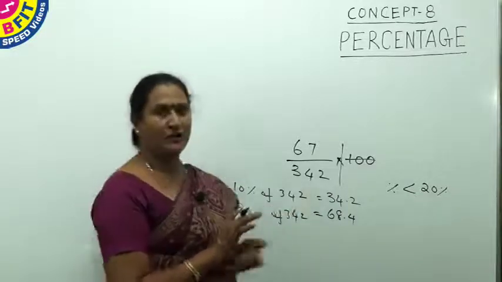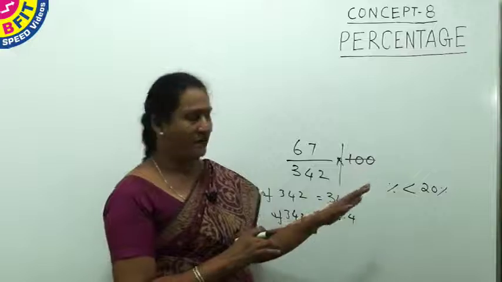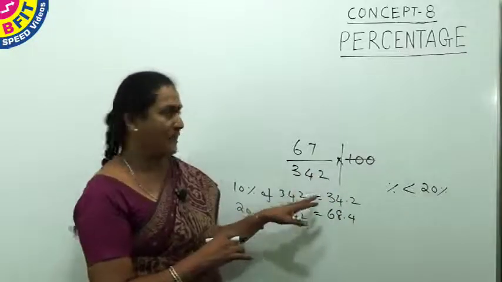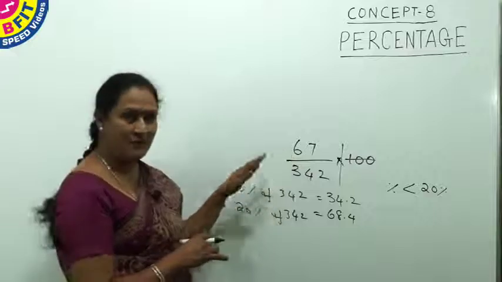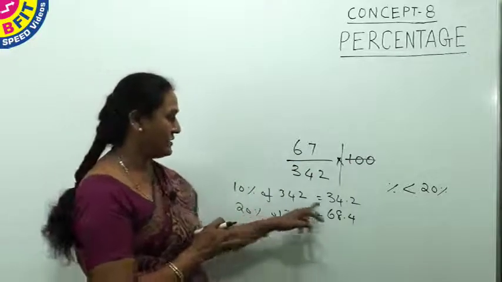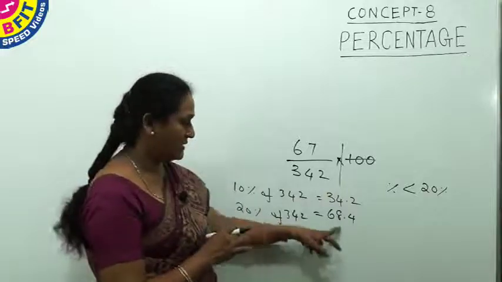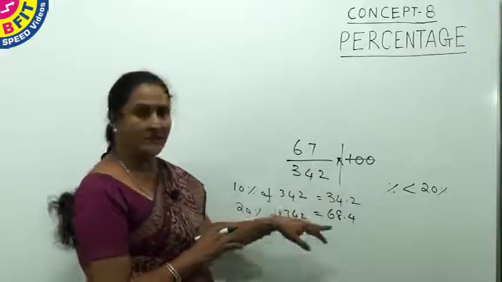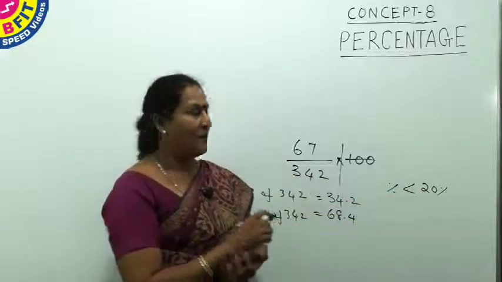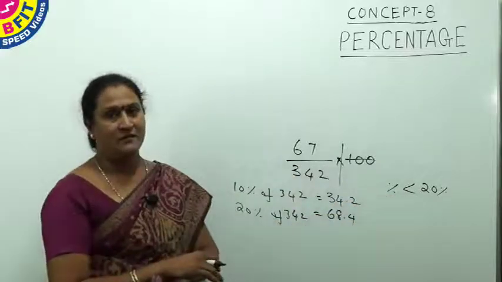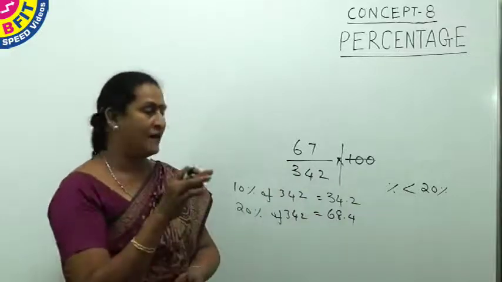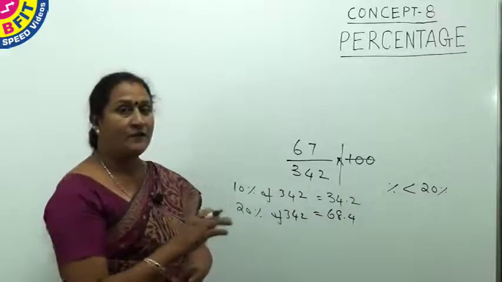So make splits for the denominator, and don't touch this 100. Make splits for the denominator and find what percent of the denominator is the numerator. Start with 10%. Here 10% is 34.2, 20% is 68.4. As 67 is less than 20%, the percentage will be less than 20% and we can choose the answer with the options. Now we'll see how to make splits for the denominator and get the correct percentage with the options.